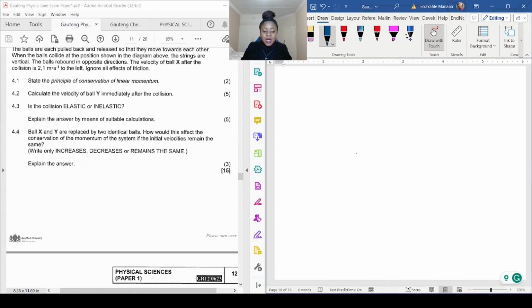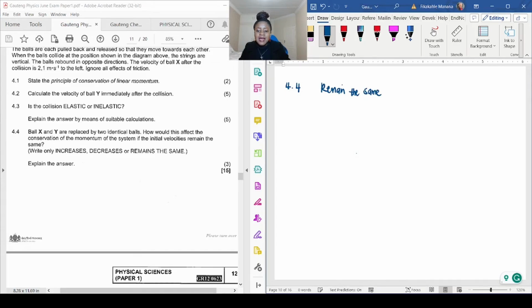So going back to our definition in 4.1, what would happen? How would this affect the conservation of momentum of the system? In all honesty, if I had to choose between increase, decrease, or remain the same, the answer would be it would remain the same.